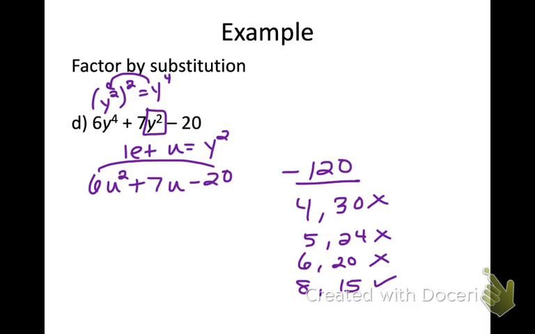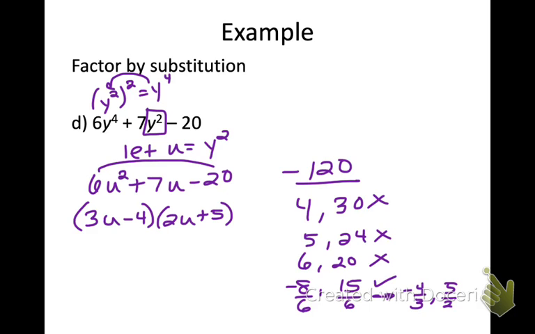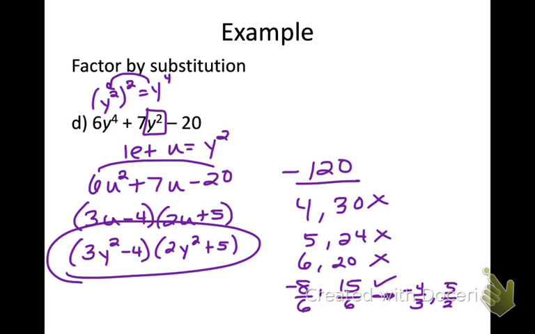I'm going to make the 8 be the negative, put it over 6, reducing that gets us -4/3 and 5/2. All right, so this factors to 3u minus 4, 2u plus 5. And so then what did we say u originally was? Y squared. So 3y squared minus 4, 2y squared plus 5, and there would be our final answer in factored form.